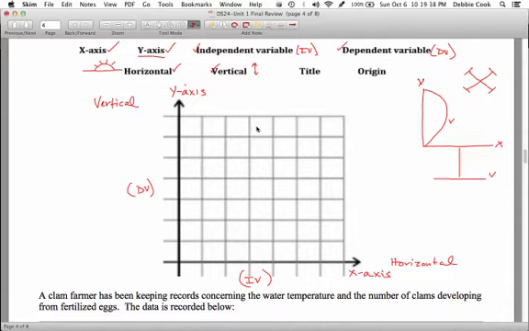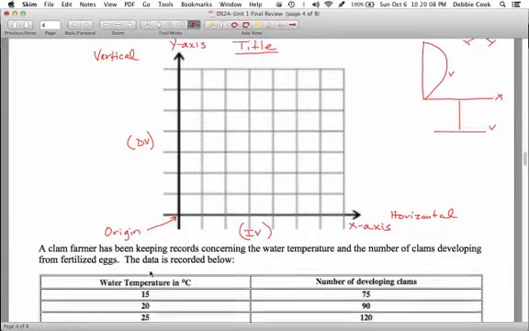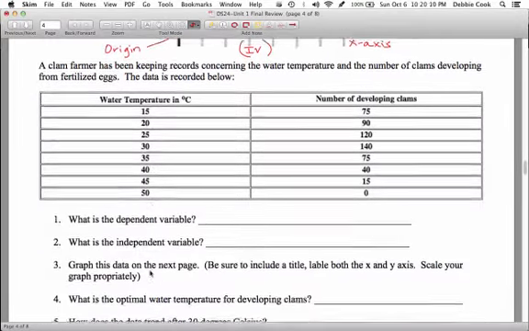I now need to figure out what I need to do with my title. Remember that my title always goes at the top, and it should display the relationship between the y and the x-axis. And again, this should be the very first thing that you look at when you're looking at a graph. Finally, the last thing I need to do is my origin, and my origin is the point where my x and my y-axis actually meet. So this is going to be my origin. Now that I have all of my parts of my graph labeled and I understand where things are supposed to go, I can go ahead and dive in and see whether or not I can answer the following question.